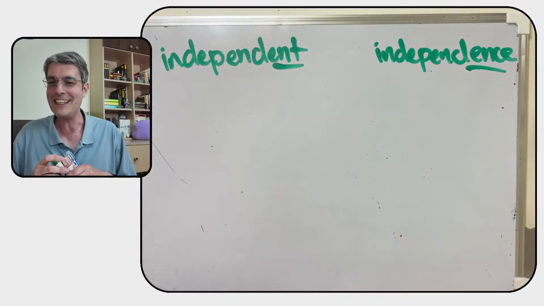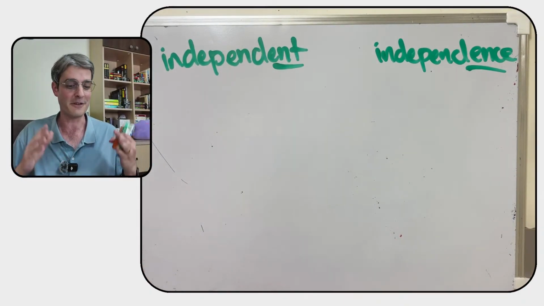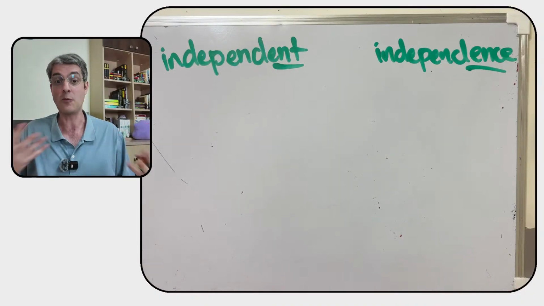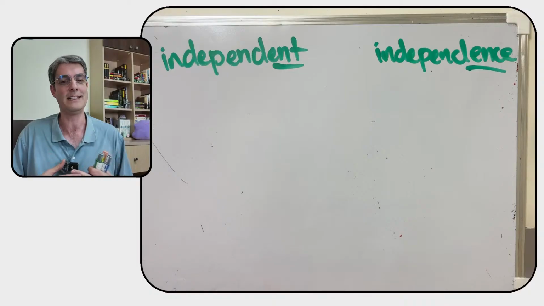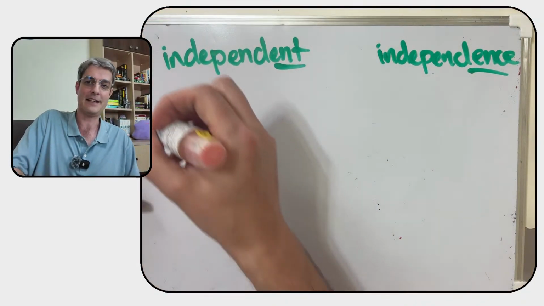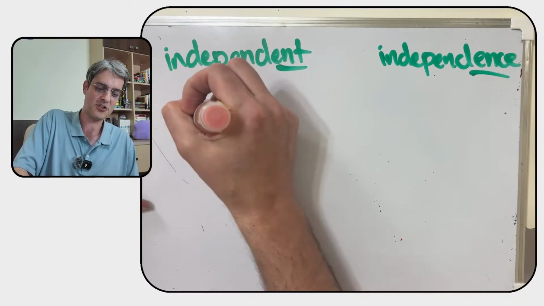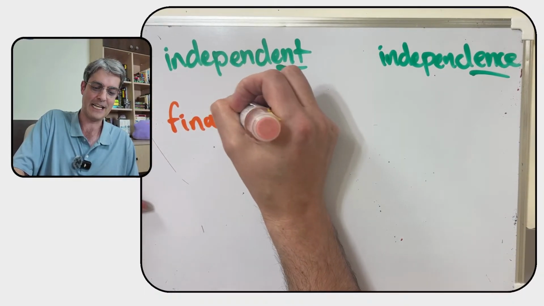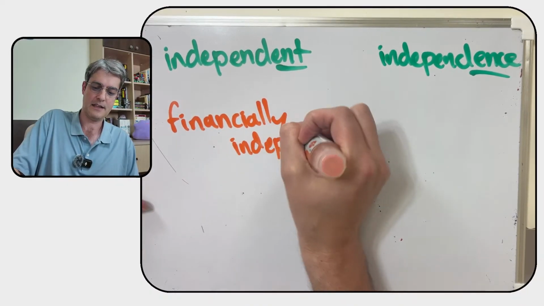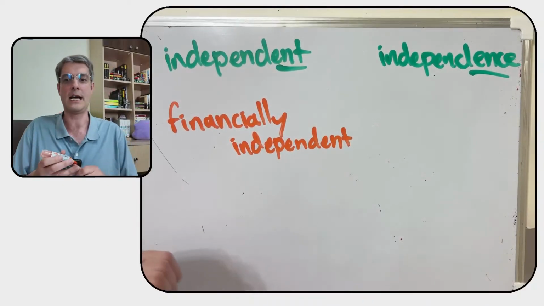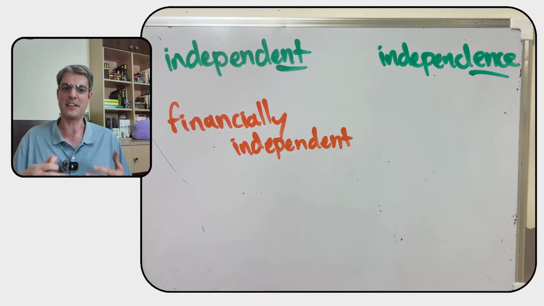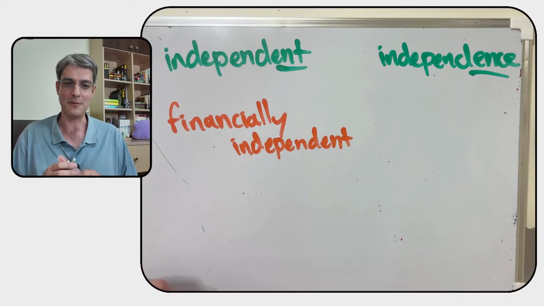All right, so here we go. We got independent and independence, and this is, for independent, to be not controlled by anyone or others and not relying on others. Same with independence, that's freedom from control. So we may say that someone is financially independent, that's a common collocation. And that just means they don't rely on any family members for money, or they don't rely on the government for money. They are financially independent.